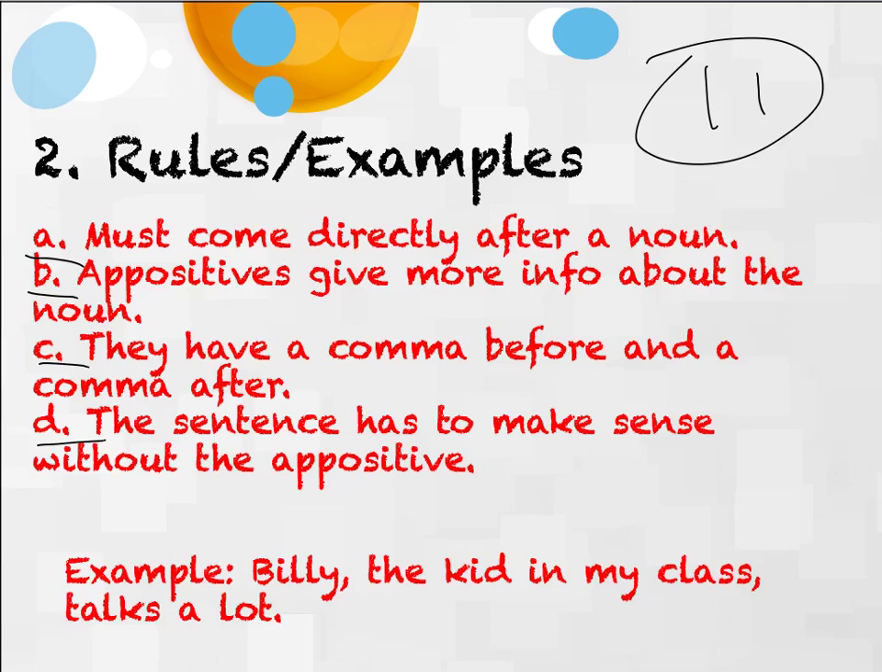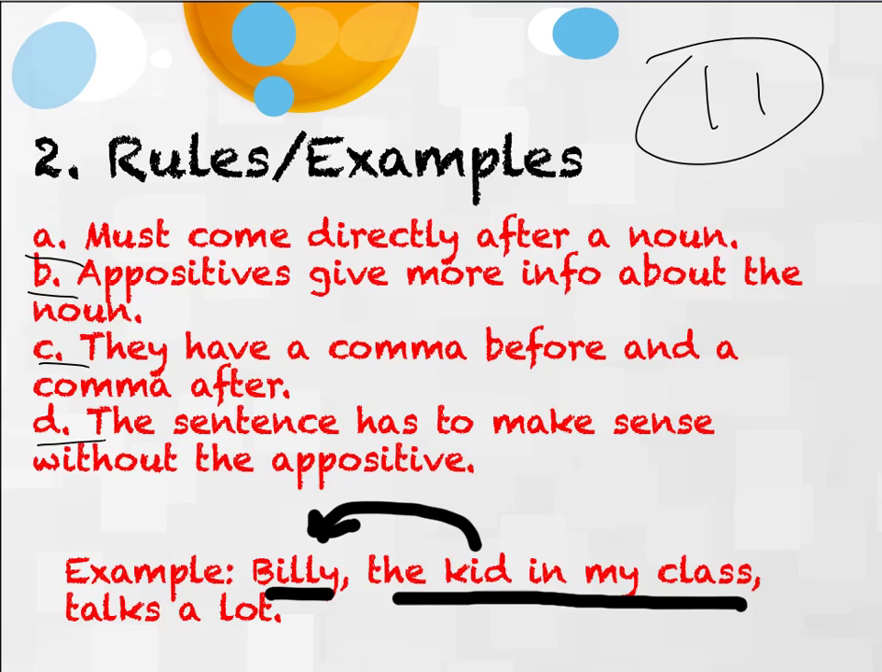So if we look at this example down here, Billy, the kid in my class, talks a lot. Let's check to make sure it follows all of these rules up above. The appositive must come directly after the noun. Well, Billy is a noun. He is a person. Here is the appositive right here. Second rule, appositives give more info about the noun. Billy, well, who is this Billy kid? The kid in my class, that's who he is. C, they have a comma before and a comma after. We've got a comma before the appositive and a comma after the appositive.